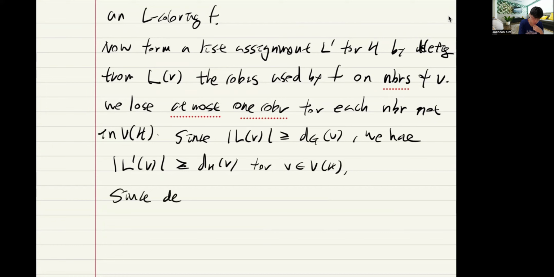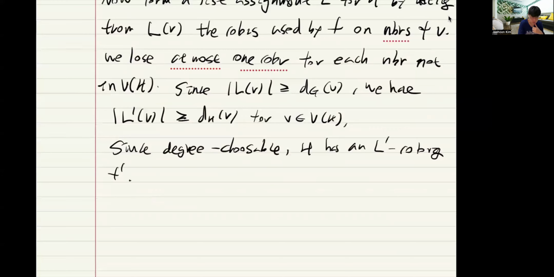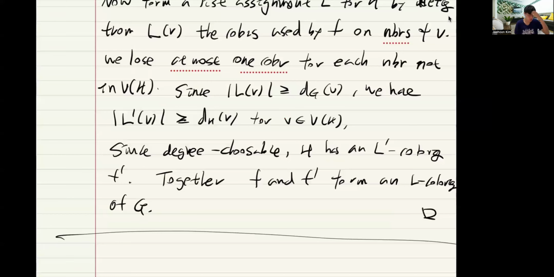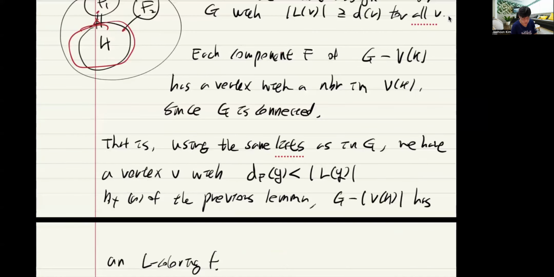And you use the degree choosability of H. H now has an L prime coloring f prime. Then together f and f prime form an L coloring of G.